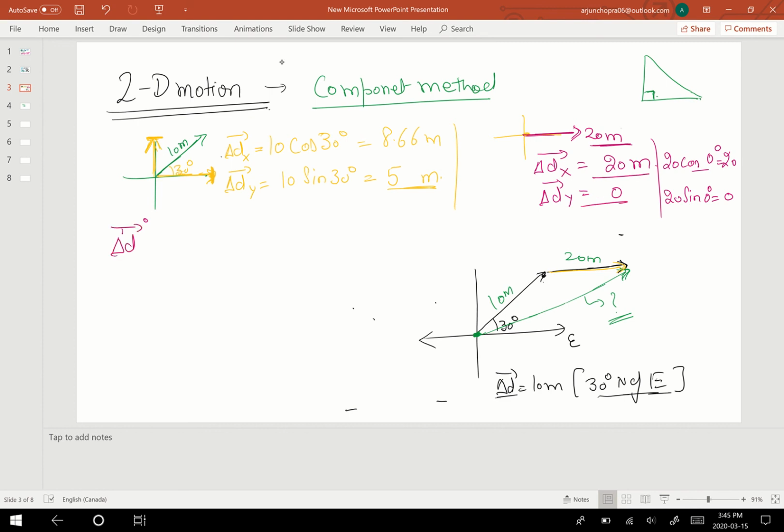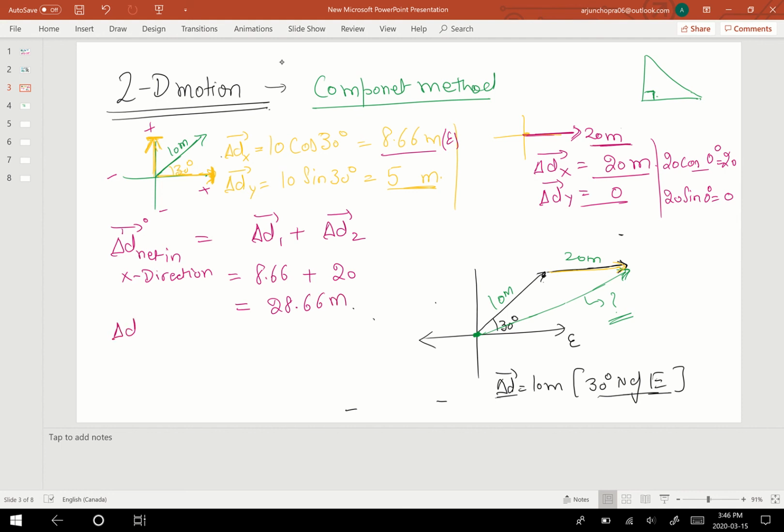So I'm going to find delta d net in the x direction, which is equal to delta d1 plus delta d2, the sum of all the displacements. There are only two displacements in the x direction. One is 8.66 and this is positive. This is in the east direction. I have to mention the direction also. We will consider north as positive, east as positive, west as negative, and south as negative. And the second is also 20 positive. So I'm going to add this. This comes out to be 28.66 meters. And we figured out this value.